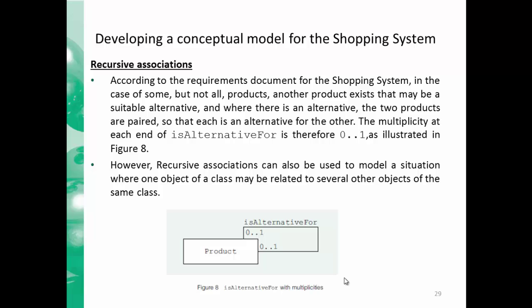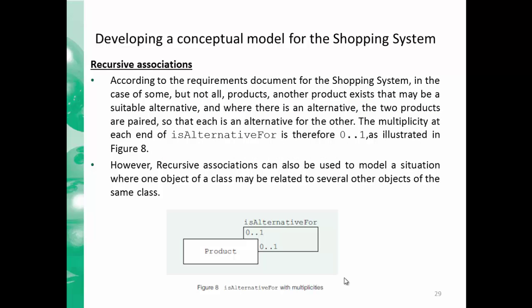Now, to complete the association, we gave it a name, is alternative for, but also we need to decide about the multiplicity. So one product can be an alternative for another product, so it's a kind of 1-to-1, or it may not find an alternative product. So the multiplicity will be either 0 when I cannot find an alternative for my product, or 1 when there is an alternative for my product. And that's how we draw the link with its multiplicity.